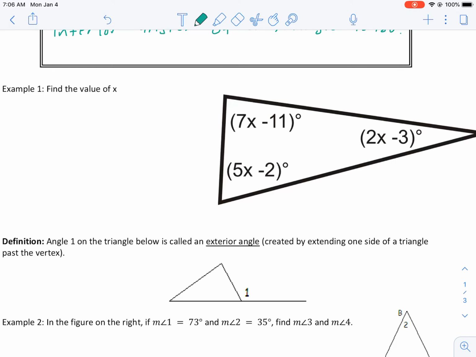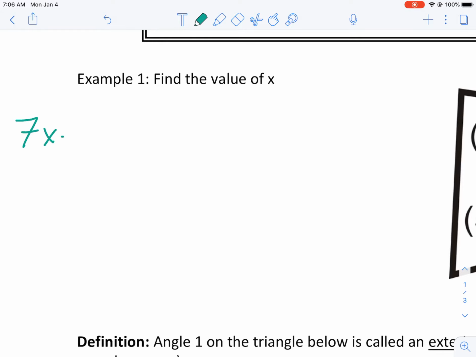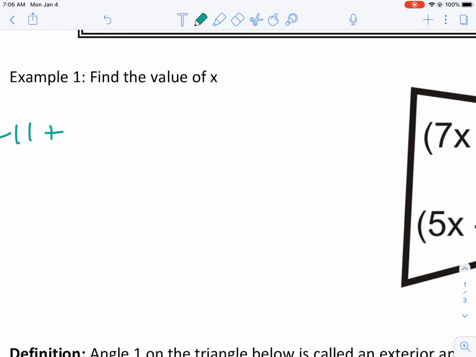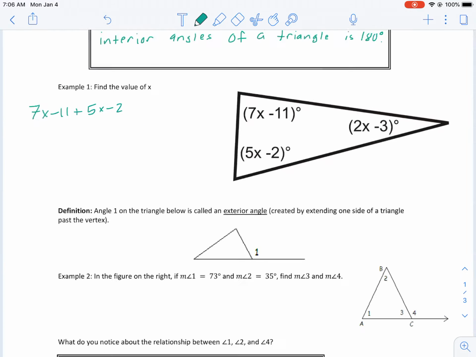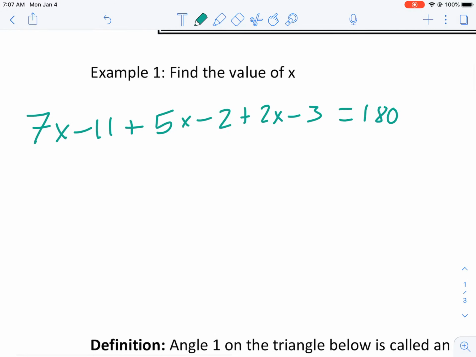So I could give you a problem like this, for example, find the value of x. We have three angles that are given as expressions, but we know they have to add up to 180, so we can just go ahead and add them up to 180. We got 7x minus 11 plus 5x minus 2 plus 2x minus 3 equals 180. And so if we solve this, that'll give us our answer.